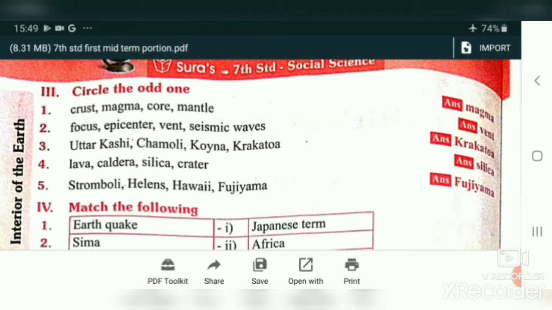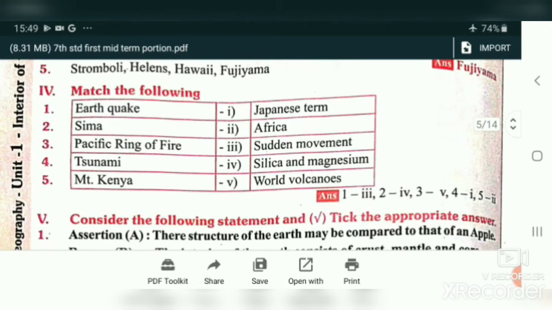Uttarkashi, Chamoli, Koyna, Krakatoa. Here the odd one is Krakatoa. Lava, caldera, silica, crater. Here the odd one is silica. Stromboli, Helens, Hawaii, Fujiyama. Here Fujiyama is the odd one. Note this one.